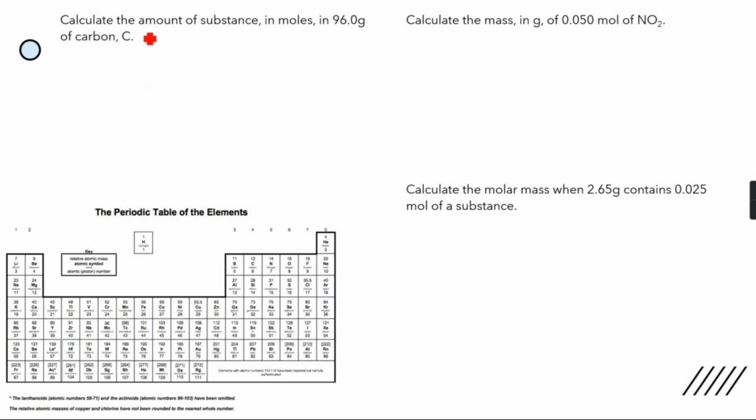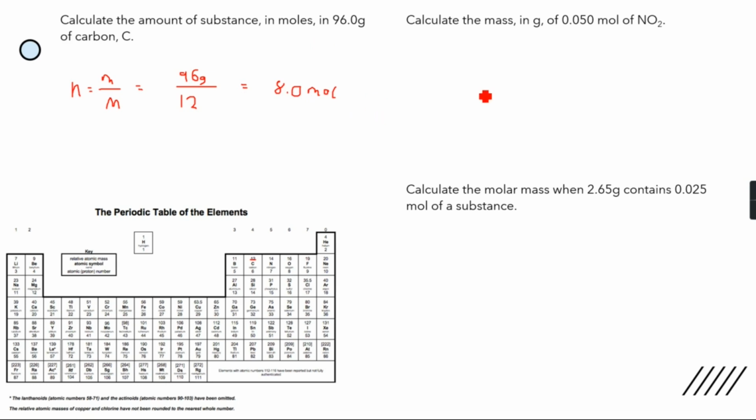So for the first question, we're being asked to calculate the amount of substance in moles in 96 grams of carbon. So what we're trying to work out is the amount of substance, which we know equals m over M, mass over molar mass. So we've got our mass, which is 96 grams, divided by our molar mass of carbon, which we've talked about quite a lot in this video, which is just 12. 96 divided by 12, well, that's just 8, isn't it? So that's 8 moles. There's 8 moles in 96 grams of carbon.